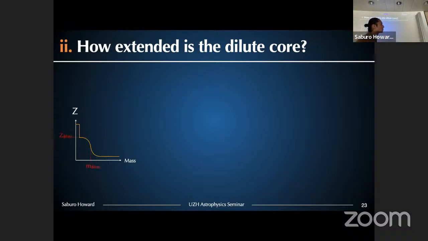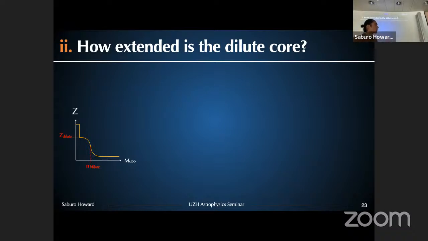And I like to focus on one parameter that I call M dilute, which is nothing else than the extent of this dilute core in terms of mass. And so this M dilute parameter varies between 0 and 1 because it's in normalized mass. So typically, if this parameter is equal to 0.5, that means that your dilute core extends up to 50% of the mass of your planet.